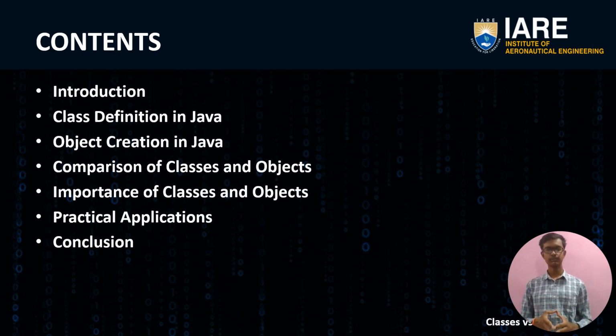I'm going to compare classes and objects and state differences between them. And after that, importance of classes and objects. I'm going to explain the importance of classes and the importance of objects. And after that, practical applications. I'm going to explain how to apply the concept of classes and objects practically. And after that, in the last place, I'm going to conclude the entire topic.